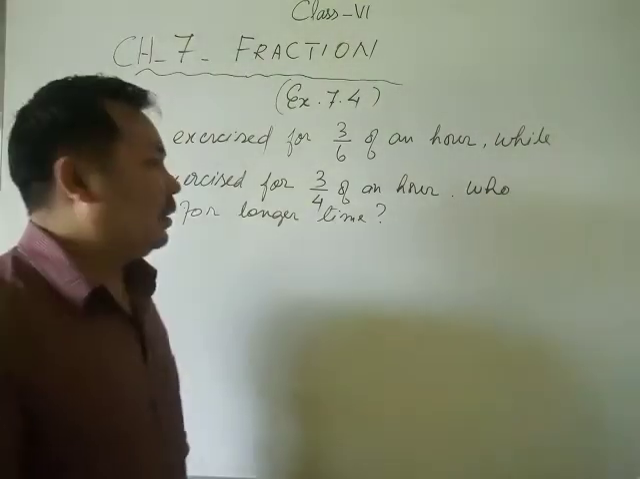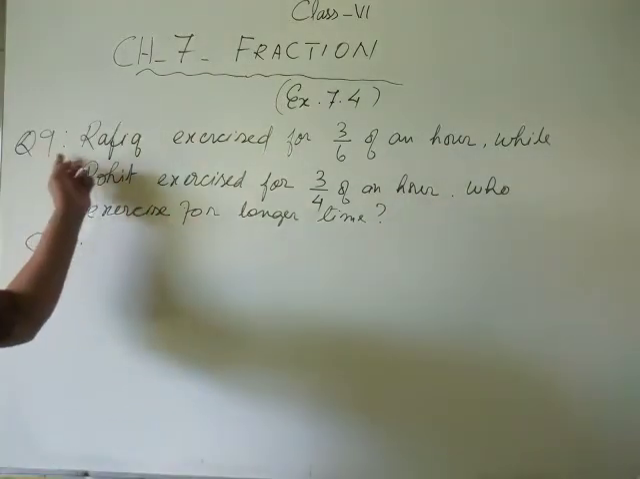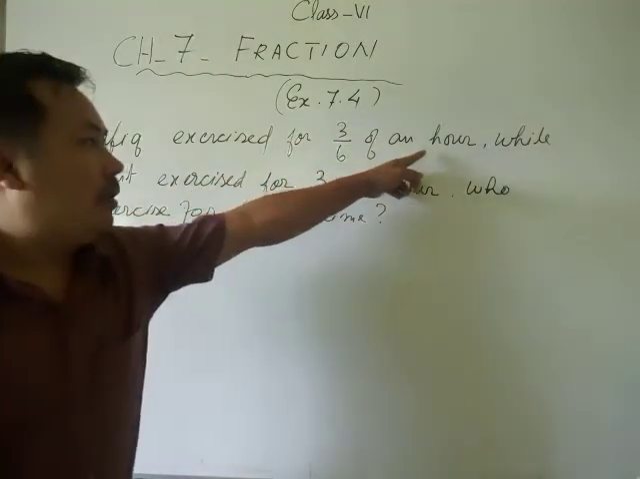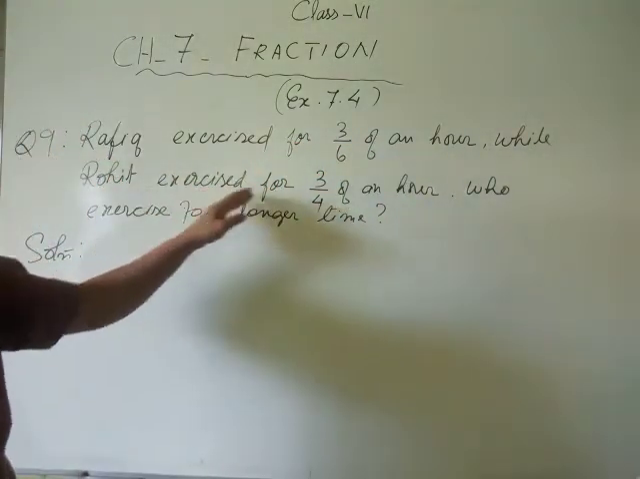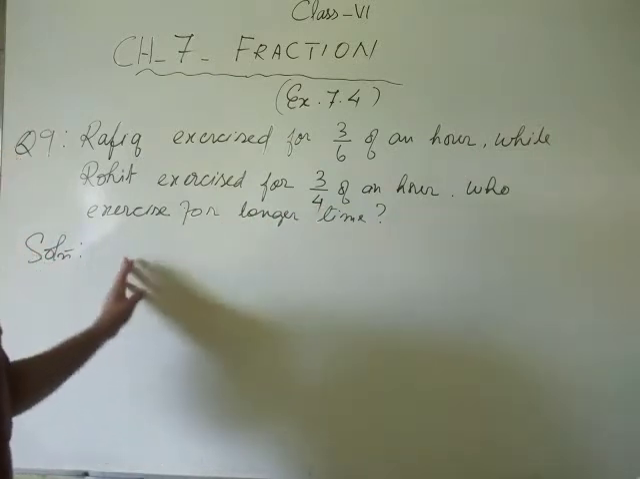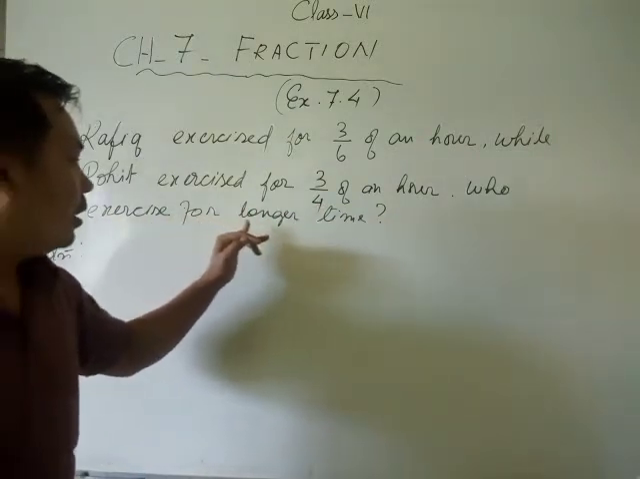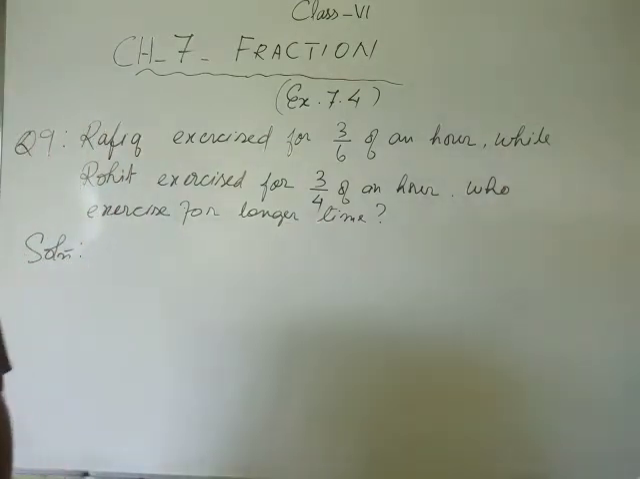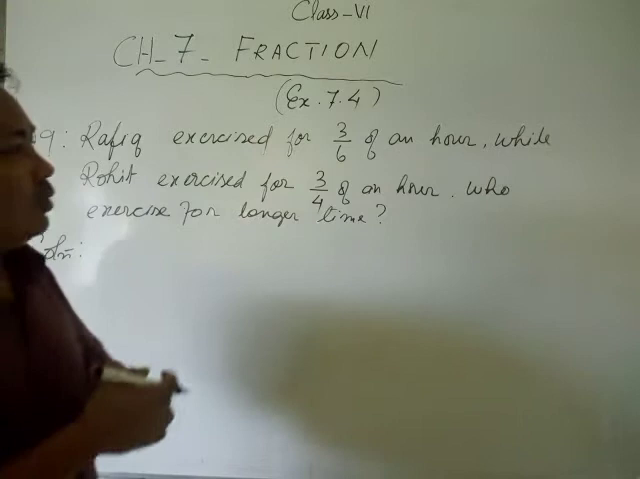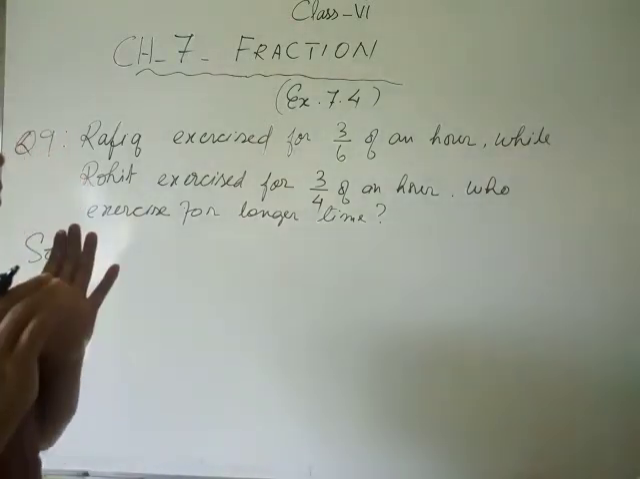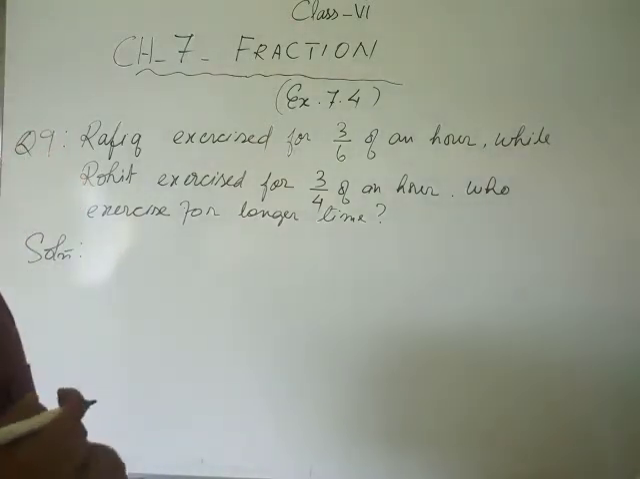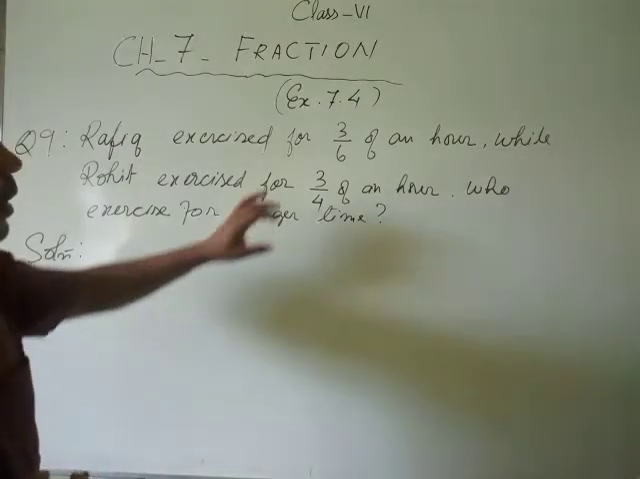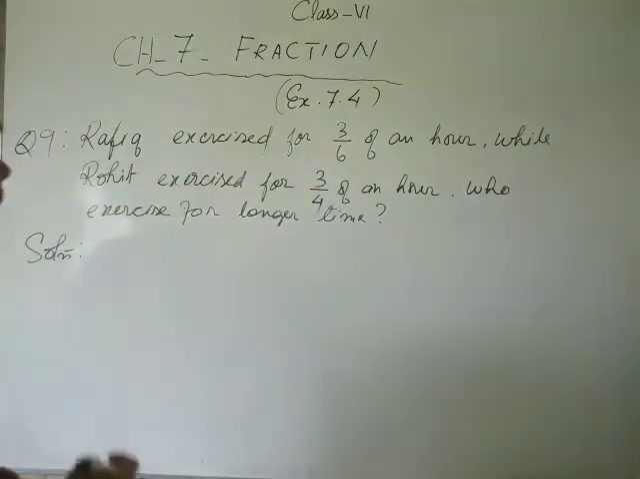Now, my dear friend, here we have question number 9. Question number 9 says that Amit exercises for 3 by 6 of an hour, while Rohit exercises for 3 by 4 of an hour. Who exercises for a longer time? Now, what we can do here is find out how many minutes are in those fractions of an hour, yes, of an hour. So we are going to compare these two fractions, okay?